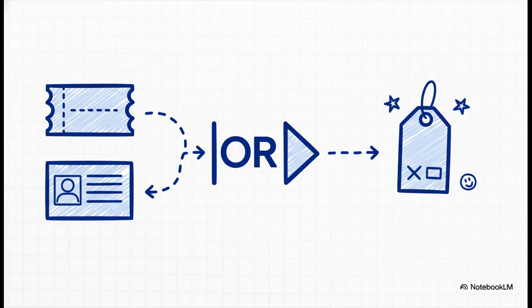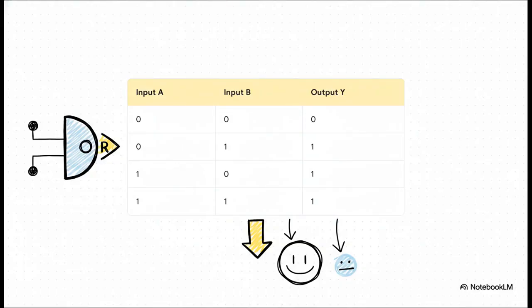You don't need both. And if we look at the truth table for OR, you can see just how flexible it is. See? The only time you get a 0 as an output is when both inputs are 0. Otherwise, if there's even one 1 in there, the output is 1. A very generous gate, I'd say.